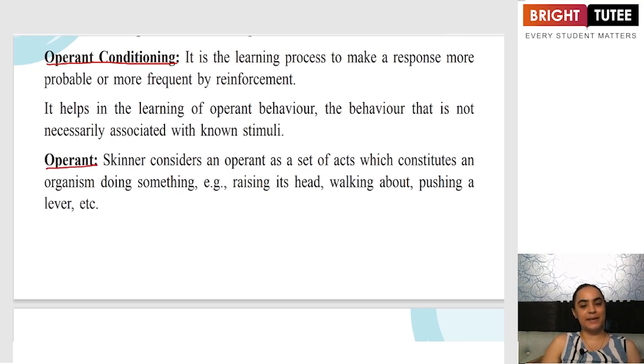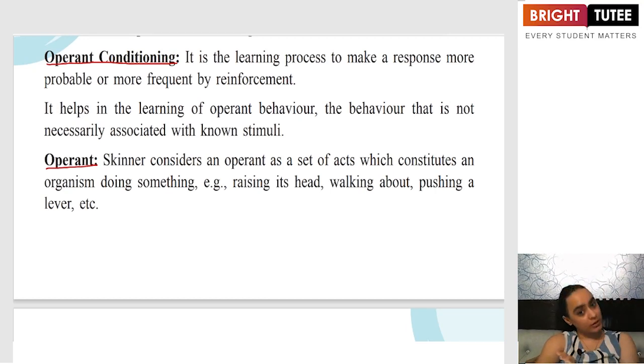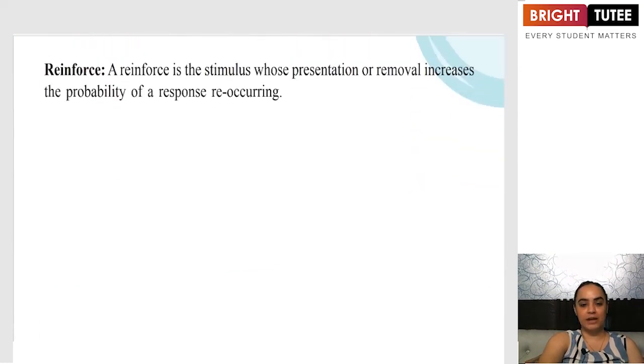The second term that we are going to learn about is an operant. So, operant is basically the set of acts which the organism does. Raising your head, walking, pushing, clawing, pouring. Whatever actions the organism inside the Skinner's box, or an organism in picture, will do, those actions are known as operants. So operant conditioning is that process, and the actions which the organism in the experiment does are going to be known as operants.